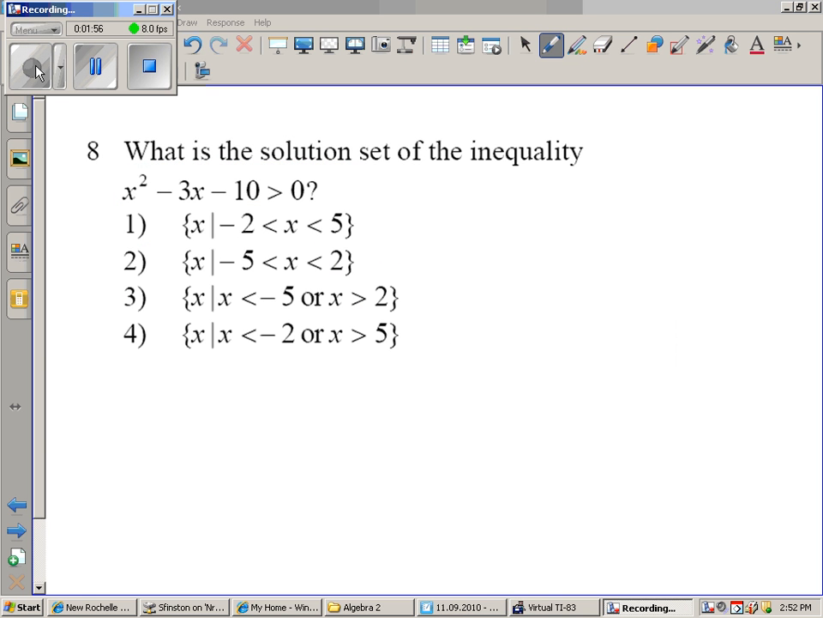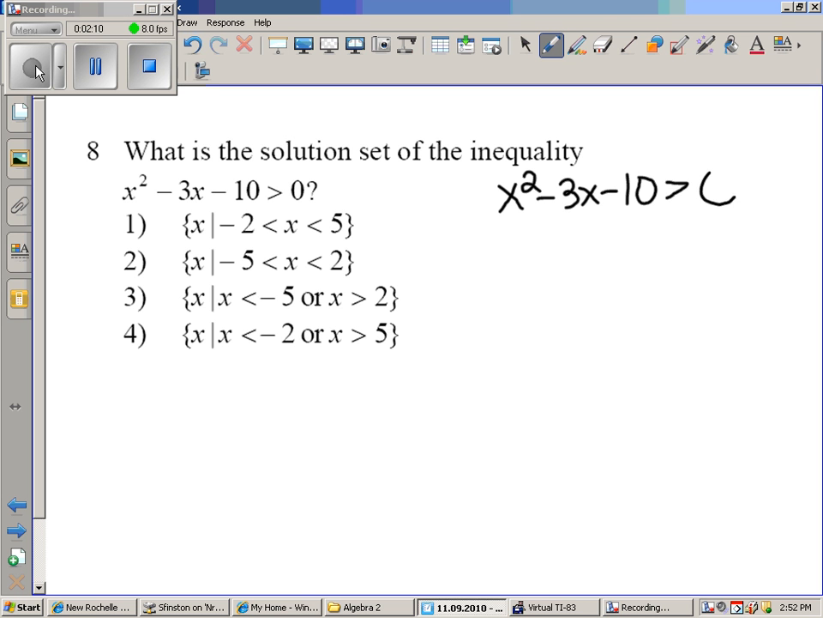Second part of the set of skills that we need for our test. We just worked on doing the problems using our calculator. Now we're going to do the problems by hand. So here we go. X squared minus 3x minus 10 is greater than 0. What's the first step?